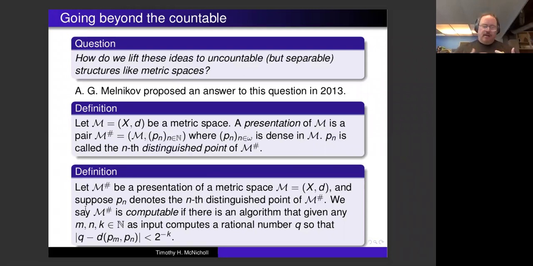Many of the metric spaces we work with are computably presentable, and they have obvious computable presentations, like the real numbers. We can just take our distinguished points to be the rational numbers, or in the case of the complex numbers, we just take the rational points in the plane as our dense set.